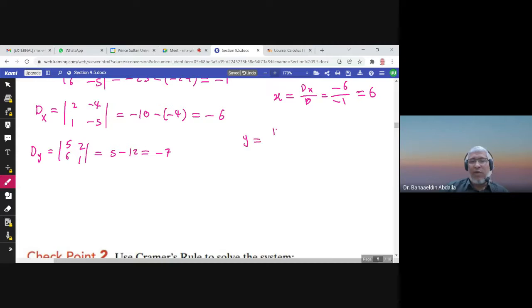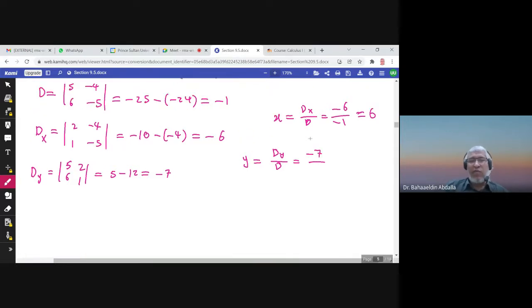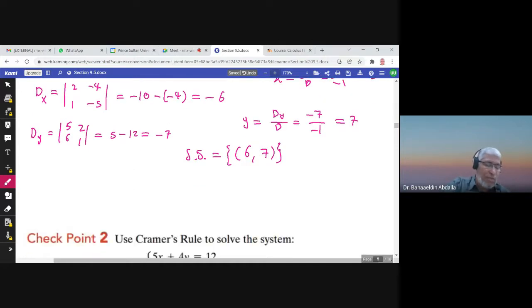Now I can find y. Y is dy over d. dy is negative 7. d is negative 1. So y is 7. And the solution set of this system would be the ordered pair 6 and 7. So that's the answer.